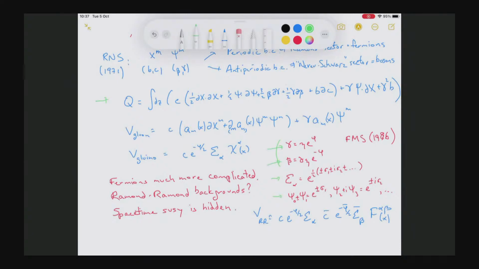So, of course, space-time supersymmetry is also not manifest, just because the Neveu-Schwarz and Ramond sectors are related by space-time supersymmetry, but the vertex operators have such a different form that it's difficult to see how to make space-time supersymmetry manifest.